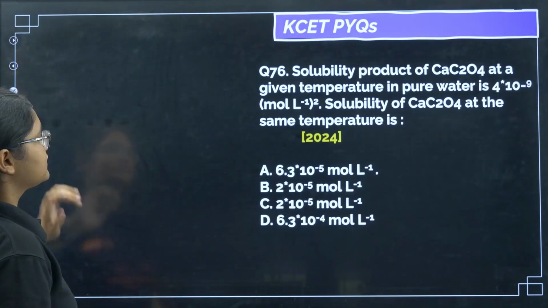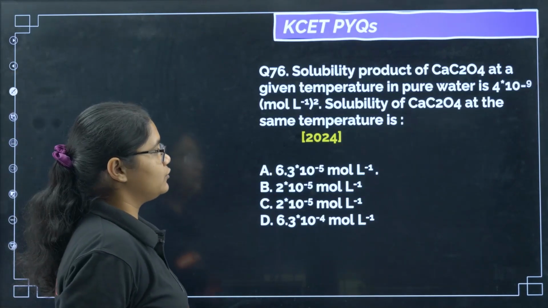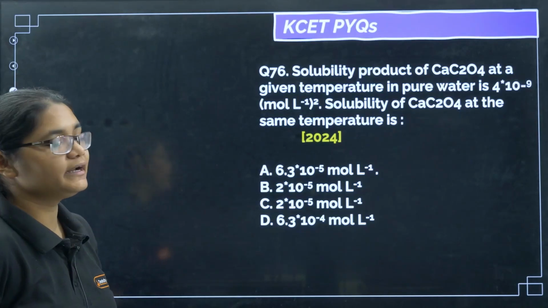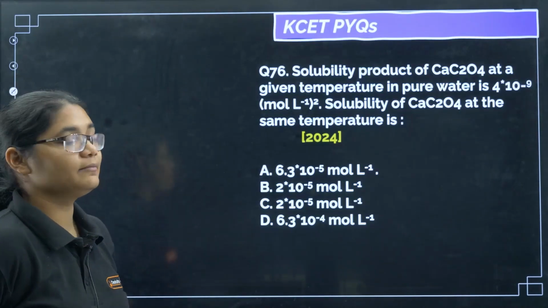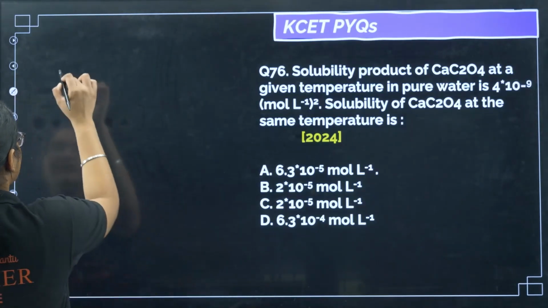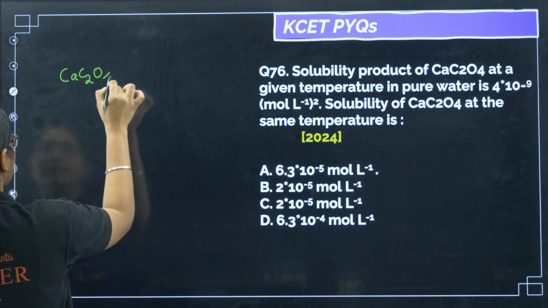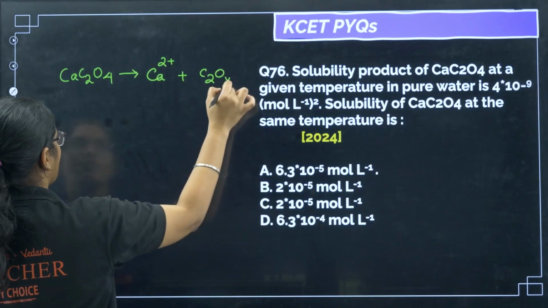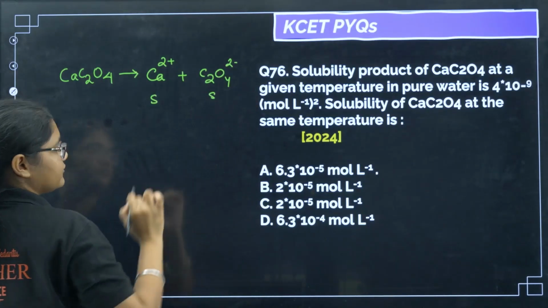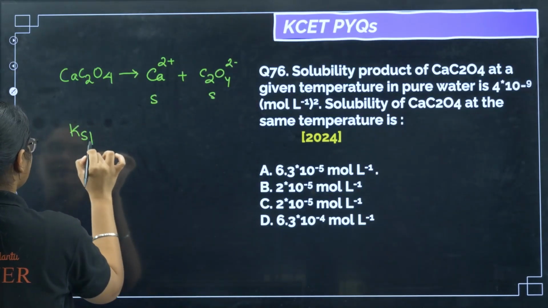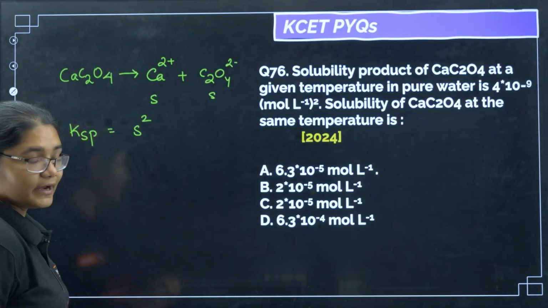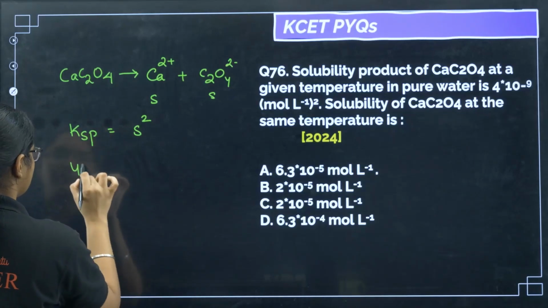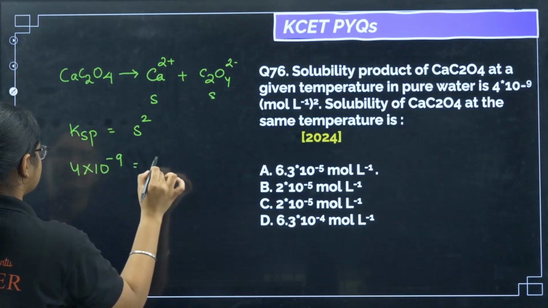Okay. Next, the solubility product of CaC2O4 at a given temperature in pure water is given to me. The solubility of CaC2O4 at the same temperature is. So if you have CaC2O4, how will it dissociate? Ca2 plus and C2O4 2 minus, S and S. What is the Ksp value? That is equal to S square. Now the Ksp value is how much? 4 into 10 to the power of minus 9. That is S square.